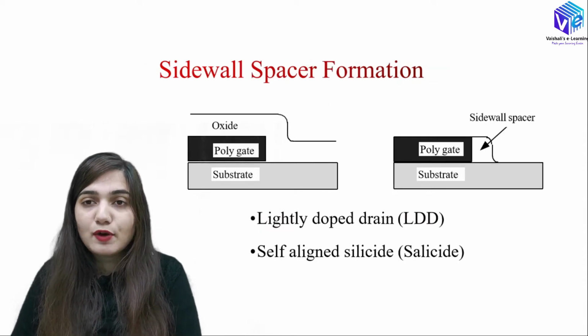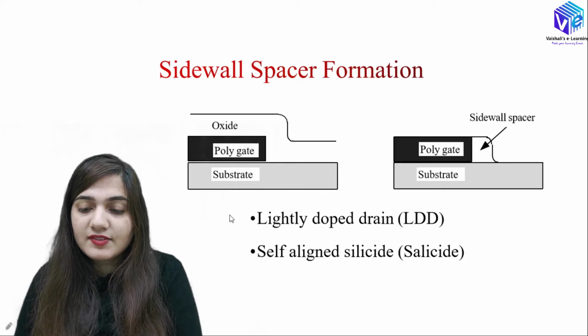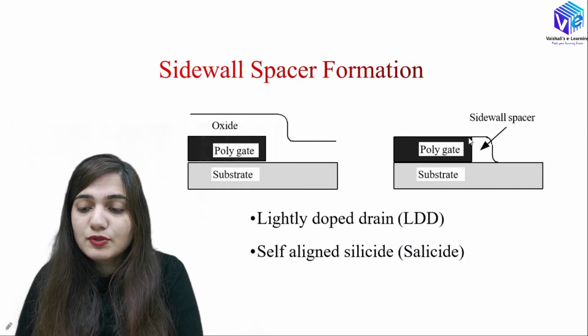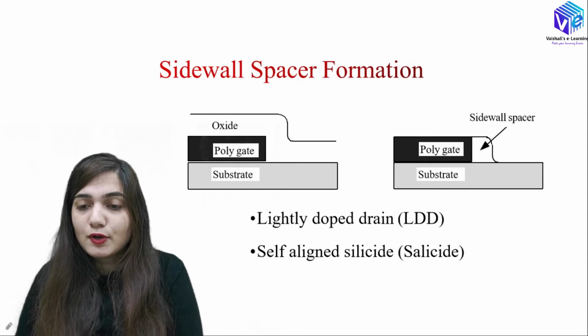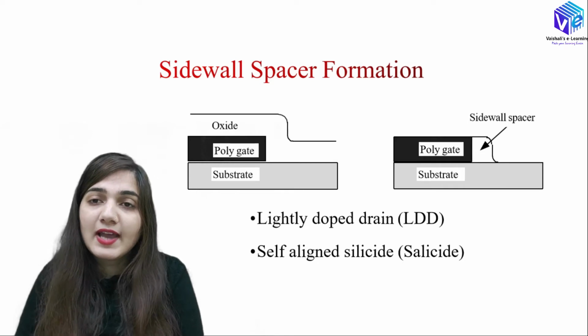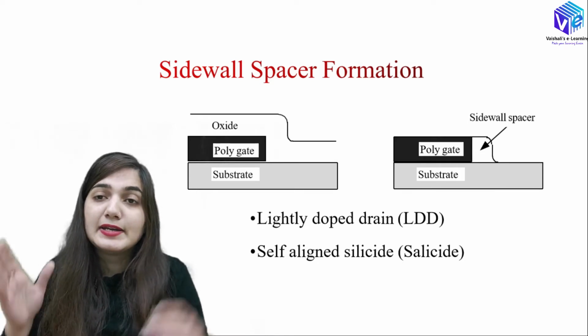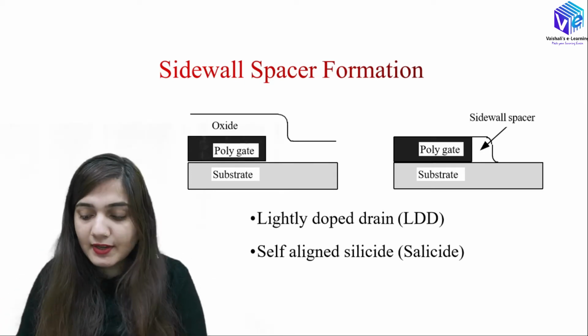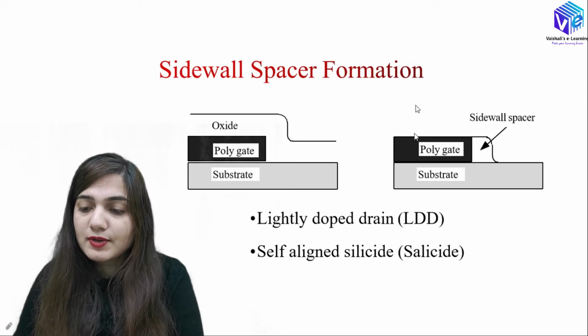Now coming to the side wall spacer. Okay, so you can see we have the substrate over which I have a polysilicon gate and over which I have oxide. Now this is my side wall. Okay, side wall can be made with the lightly doped drain, LDD. Okay, so here I have the self-aligned silicide, which is going to align itself. I am not using a next mask for its alignment. Okay, it is going to self-align in between the source and the drain. This is called self-aligned.